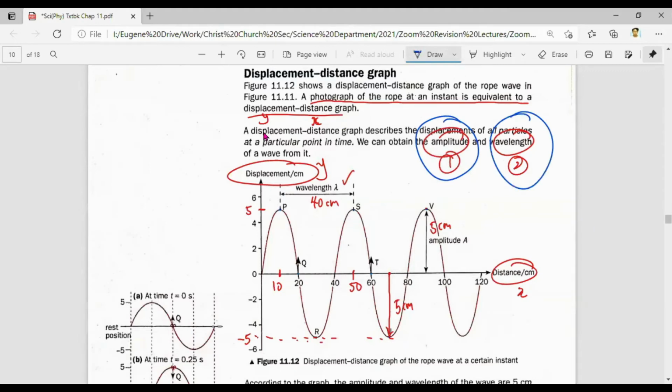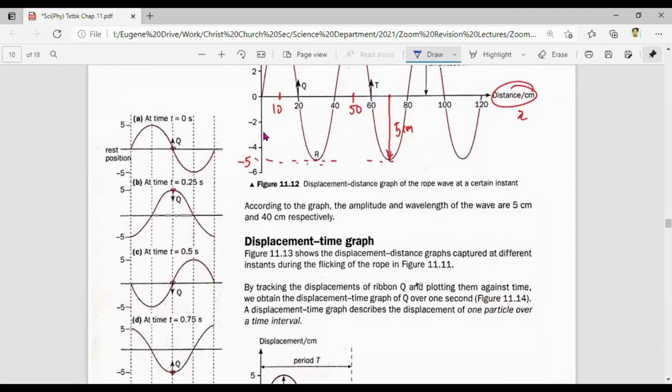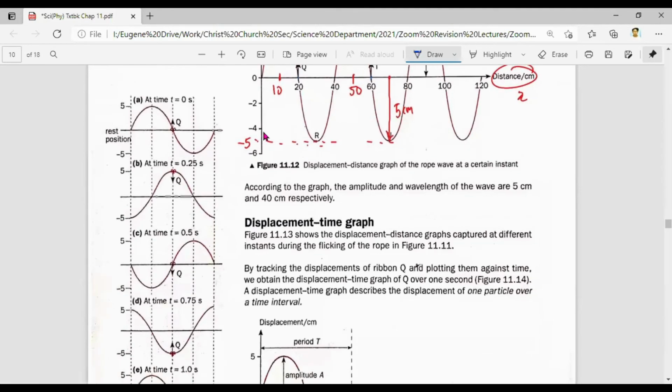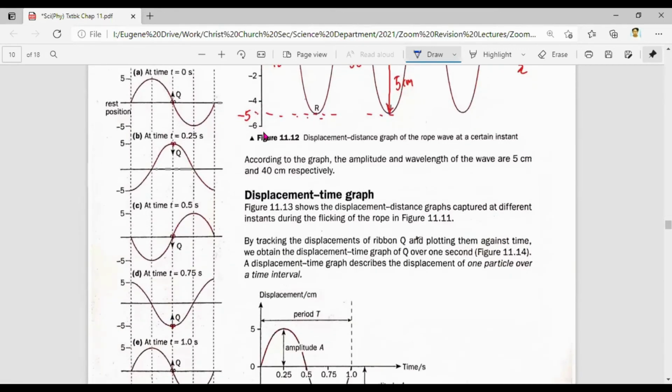So why do you use a displacement distance graph? It gives you a good visual in terms of the measurement of the lengths, so that you can determine the amplitude and the wavelength. Next, we're going to look at another type of graph called displacement time graph. A displacement distance graph captures a particular instance, so it's like a photograph of the rope. A displacement time graph is slightly different. What we are trying to show is the displacement of a point. This is a point on the rope. So we track the displacement of a point on the rope against time.